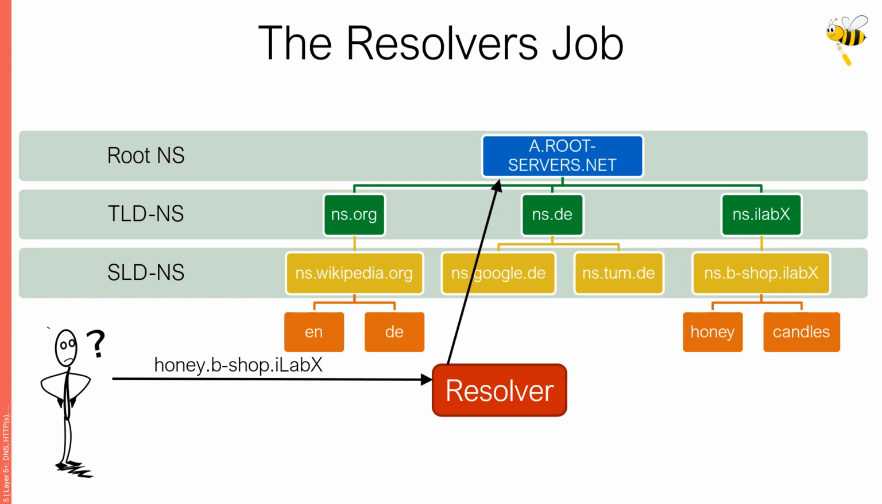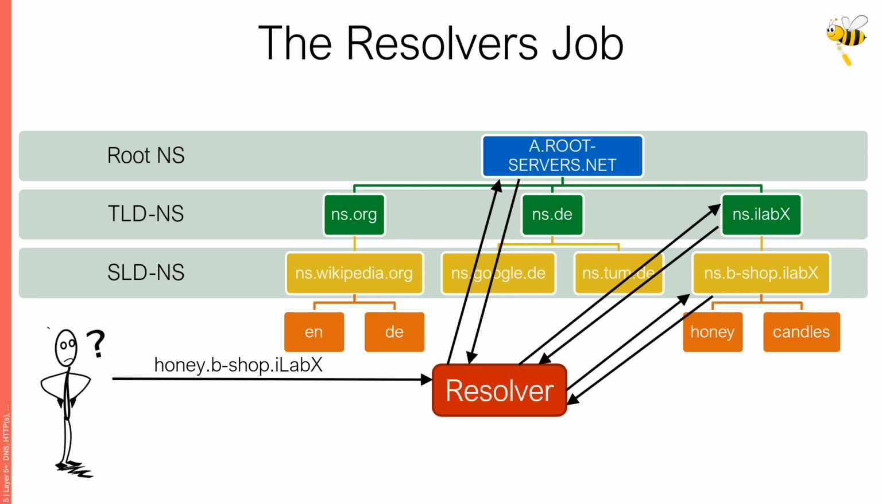The root servers themselves are not responsible for that domain we are interested in, but they can tell the resolver about the top-level domain name server that is responsible for the iLabX top-level domain, which is the ns.ilabx. This one is then queried next and can tell the resolver that he should ask the name server for b-shop.ilabx. Finally, this one can resolve the domain name to an IP address, which the resolver then returns to the client. Now the client can use that IP address to open the site he wanted to open, honey.b-shop.ilabx.